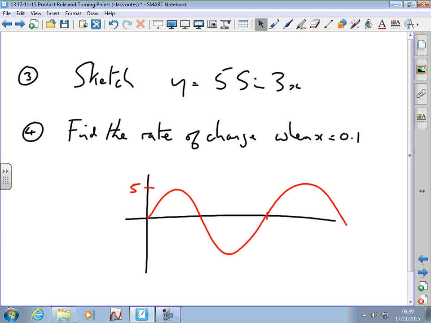Now I'm asked to find the rate of change when x equals 0.1. Well, I'm not sure where 0.1 is along here because I don't know what this is. But I do know how to find the rate of change, because the rate of change is given by the gradient. The gradient at a point tells me the rate of change. So the rate of change is maximum here, 0 here, positive here, negative here. So the rate of change is the gradient of the curve.